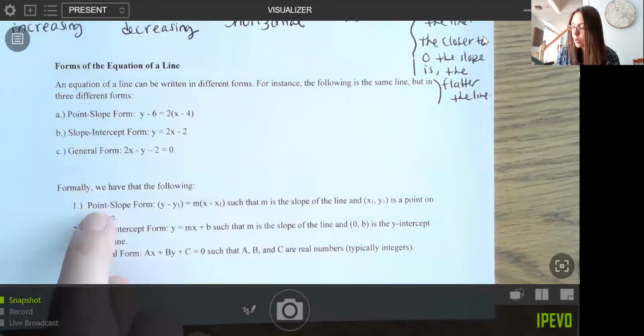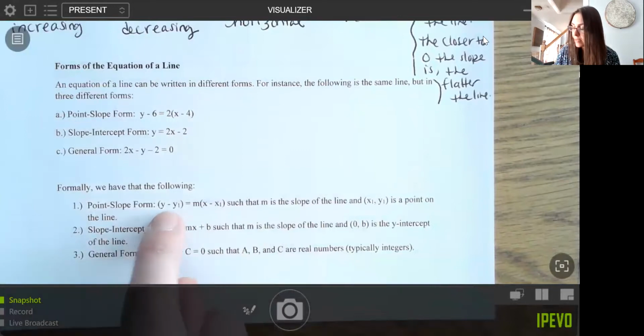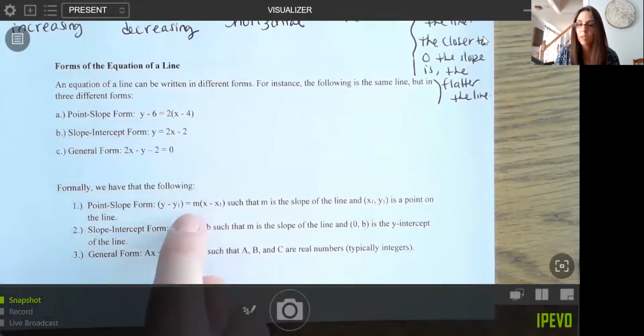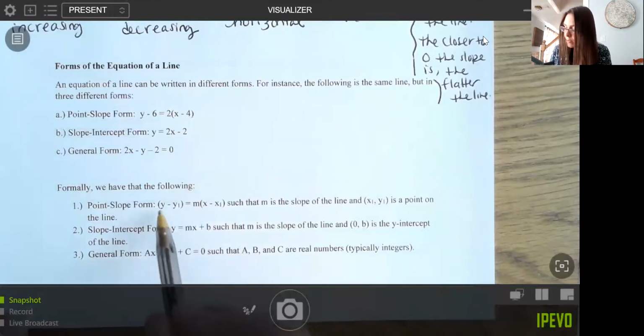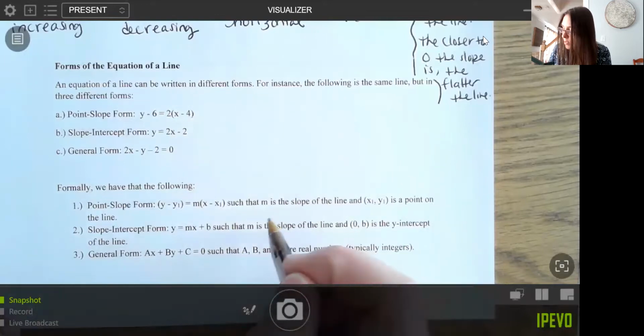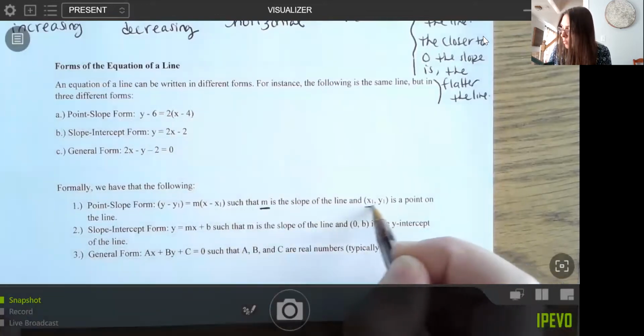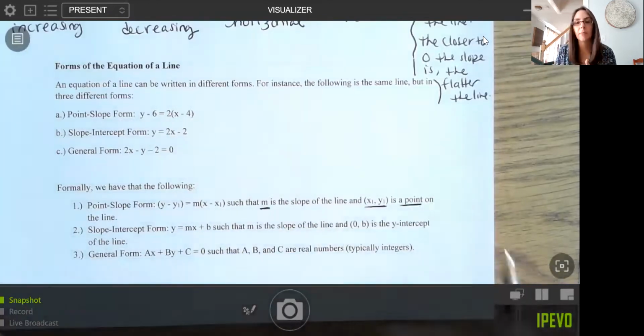So in your point slope form, you're going to notice that you're starting with the variable y and x here, of course, and then you're subtracting values from a point, and you're using the slope here as well as part of the formula. So this is your basic setup. This is your basic formula here. And then m is your slope, and x1, y1 is any point on the line. So any point that you have.